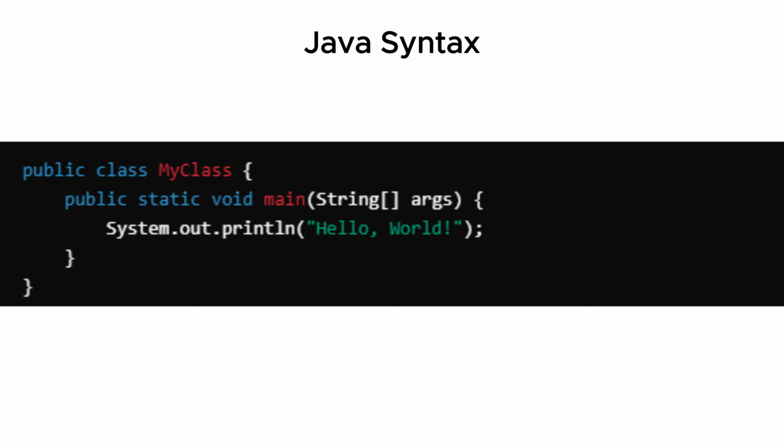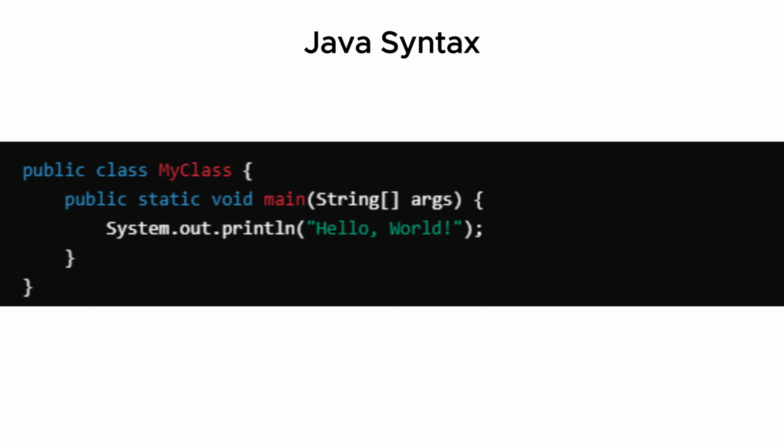Public class myClass. This defines a class named myClass. In Java, everything resides within a class. The name of the class must match the file name. Public static void main, String args. This is the main method where the execution begins. Each Java application must have a main method.